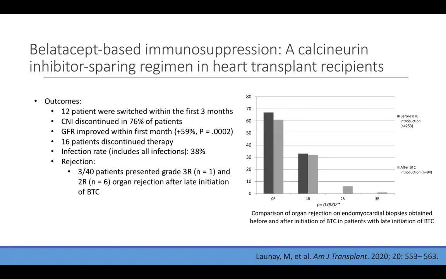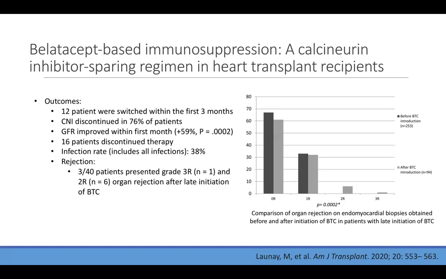Yeah, but then the problem is there were higher rates of rejection. So although we were sparing the kidneys, there were higher rates of rejection, but this was more common in the people who were started after 3 months. They were classified as the late group that converted from CNIs to belatacept.